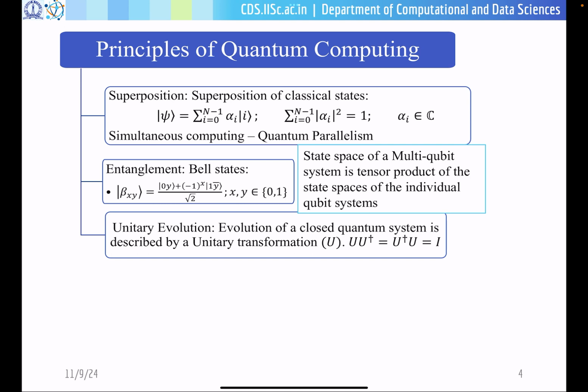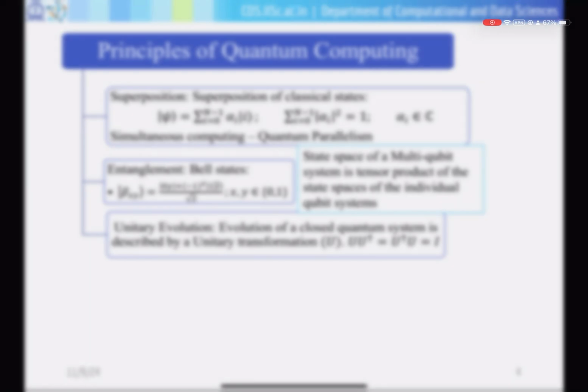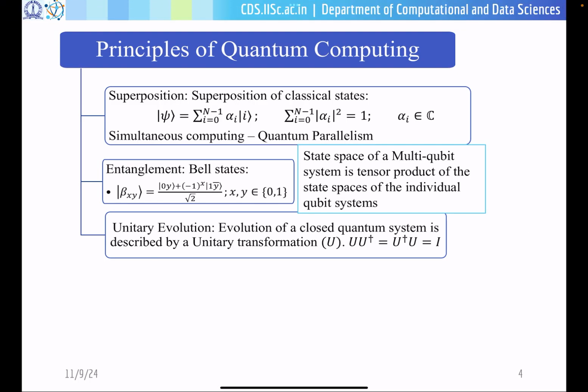Unitary evolution. Now, one of the main requirements of quantum computing is state evolution. That is, given a qubit, suppose I want to change my qubit state from |0⟩ to |1⟩. So how do I do that? I have a qubit, I want to change the state from |0⟩ to |1⟩, so how do I do it?